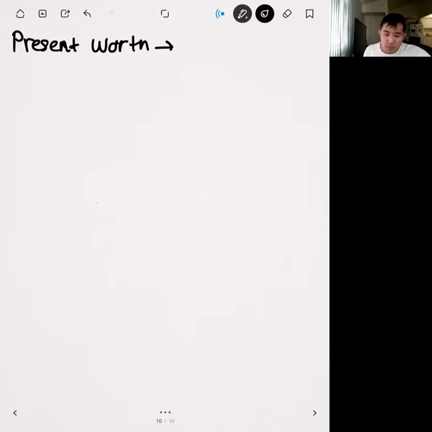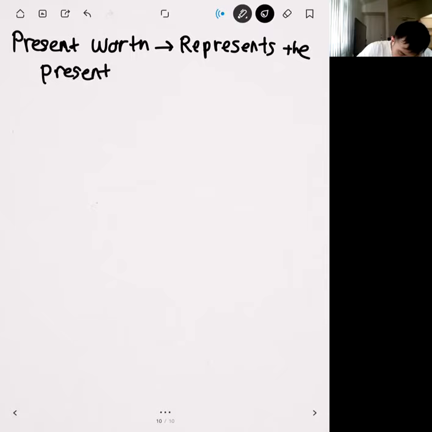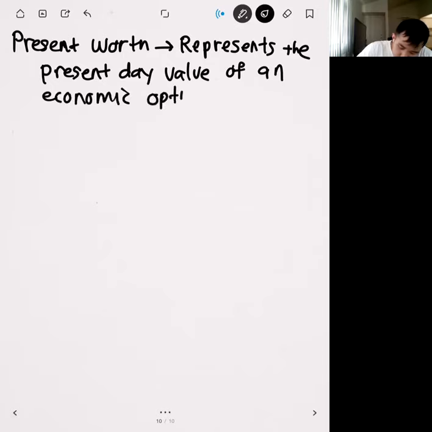Okay, and so the way that you interpret present worth is that it takes all the cash flows that are going to happen over the course of the project, all the maintenance costs, and what the present worth represents is, if you decide to go with this option, this is how much money someone would write you a check for at this very moment, or that you would write a check for this very moment, and it would be subtracted from your bank account right now.